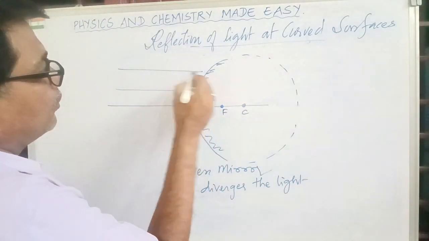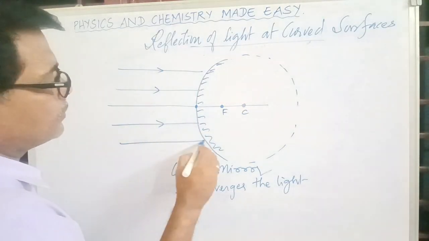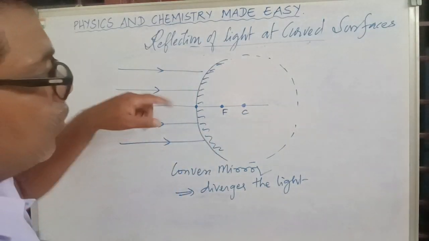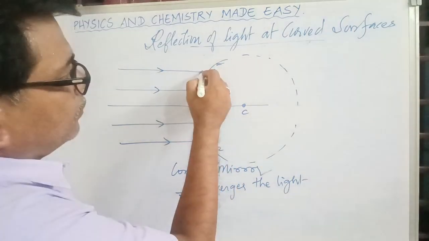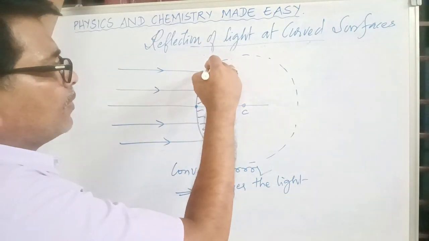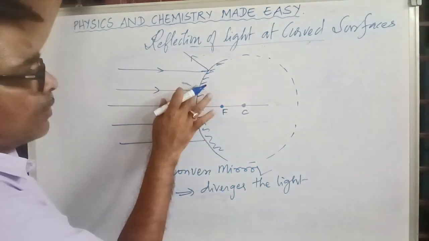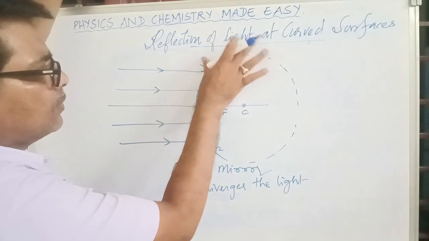Now I am drawing 2 lines, light coming from far distance, infinity. They fall on this convex mirror, and they get diverged. See, we find some of the students drawing like this. This will be considered as wrong. Take care. These are very important things.